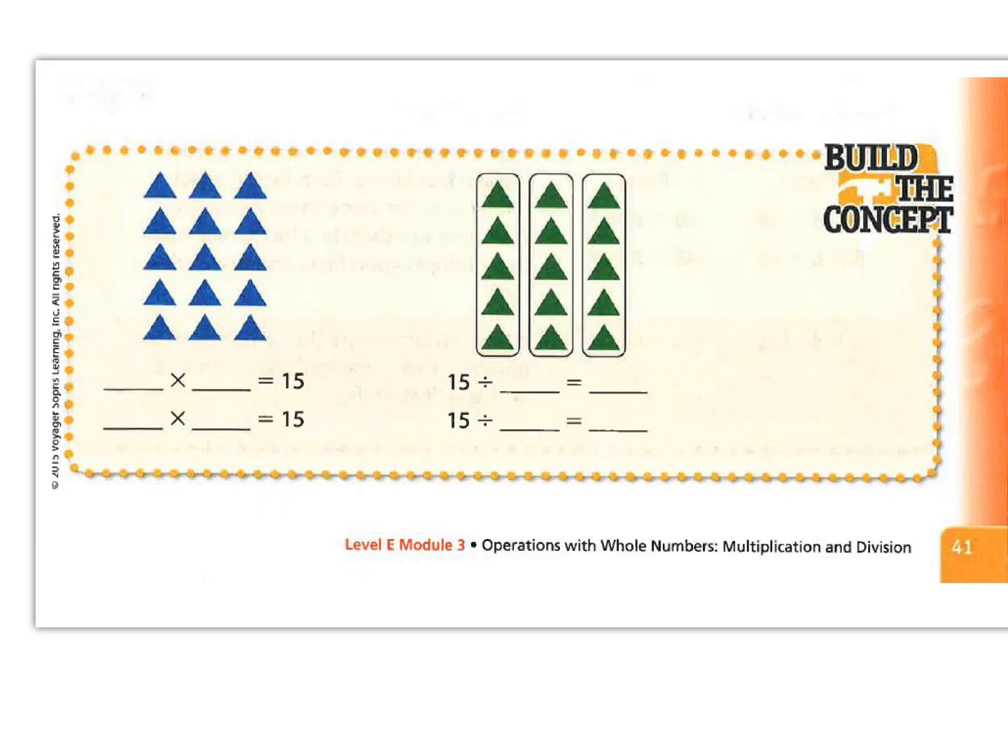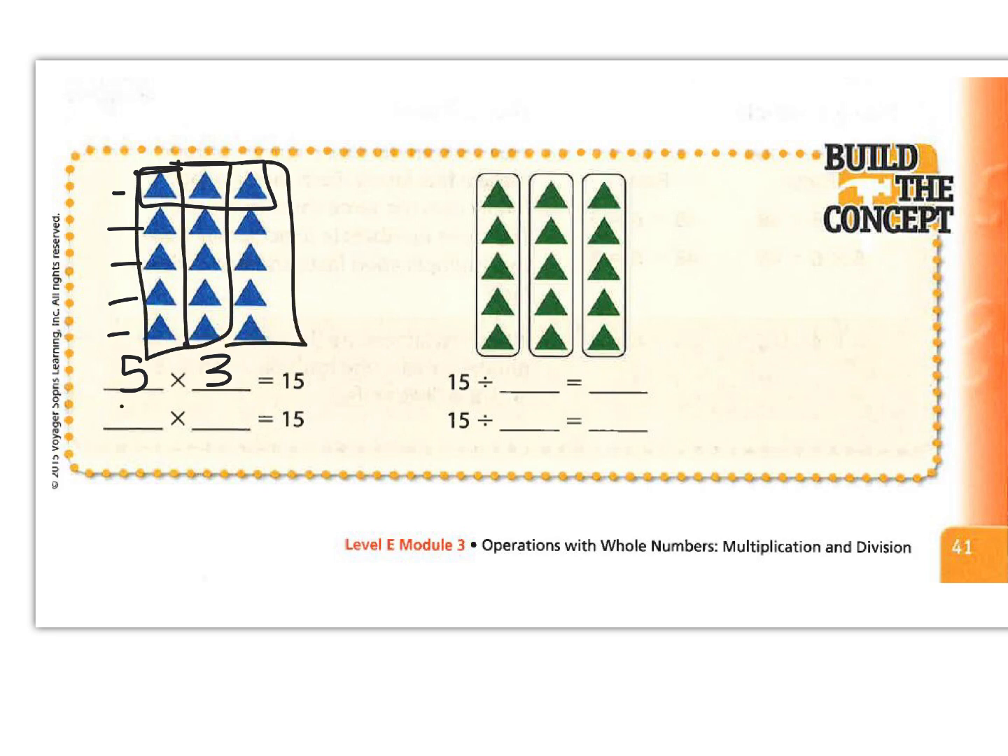Here's another example. We have 1, 2, 3, 4, 5 groups. And in each group, there are 3. So 5 times 3 is 15. Or we could look at it the other way. There are 1, 2, 3 groups of 5. That also equals 15. Then if we did 15 divided by 5, 1, 2, 3, 4, 5, we would get 3 groups. Or you could switch it the other way. 15 divided by 3 equals 5.